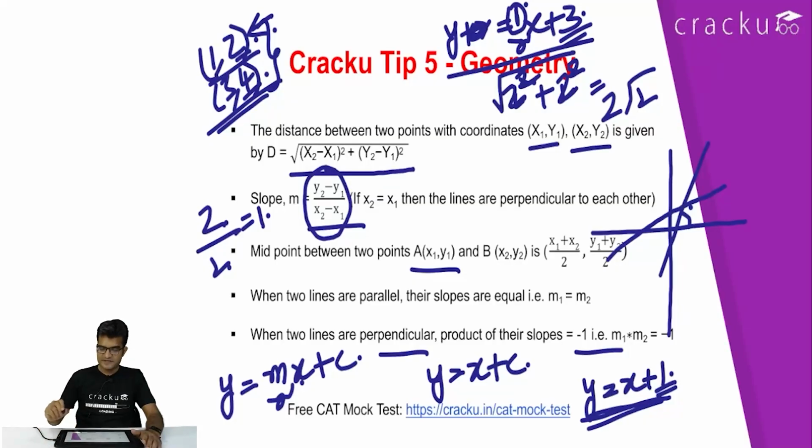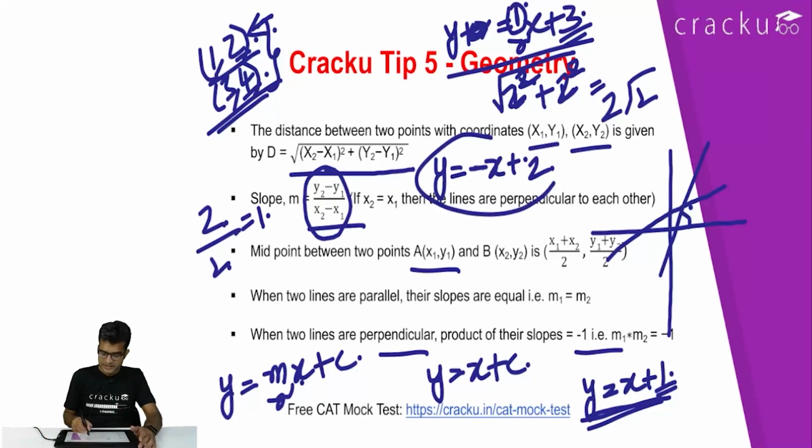Now when 2 lines are perpendicular, the product of their slopes will be minus 1. Again, looking at the first equation, which is y is equal to x plus 1, the slope of that line is 1. So for a line which is perpendicular to it, the slope will be equal to minus 1, because you want the product of their slopes to be equal to minus 1. So that line will be of the form y is equal to minus x plus some constant. It can be any constant, for example say 2. These 2 lines are perpendicular to each other.